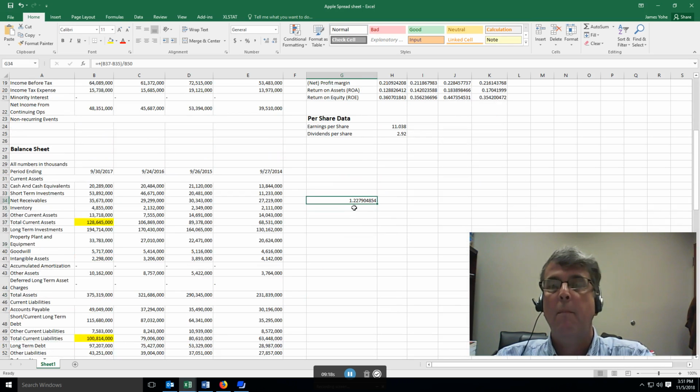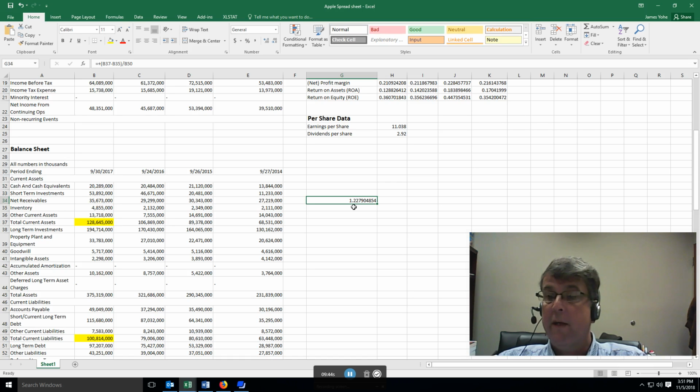Okay, so 1.2279. So roughly, that tells me Apple has $1.22 in these very quick assets per dollar of current debt. These guys can pay their bills. So now I can talk to you as a banker. Now I'm like, I'm interested, okay? You want to do some borrowing? You've got the money to pay the debt. Let's see what you can do.